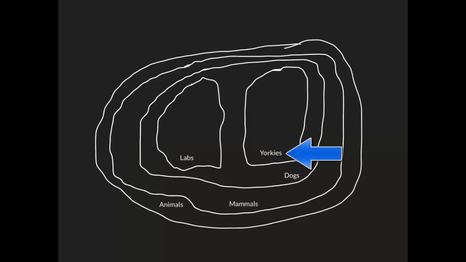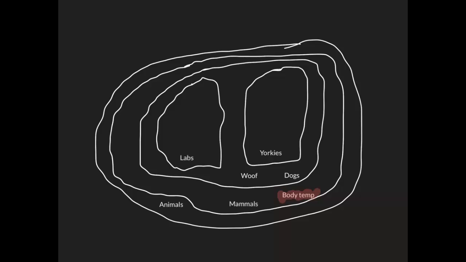Now, the further we go into this subsetting, the more we know about the members of that subset. For example, mammals all have a consistent body temperature. It varies from species to species, but they all have a consistent body temperature. Whereas all animals don't have a consistent body temperature. Some animals like reptiles or insects don't.